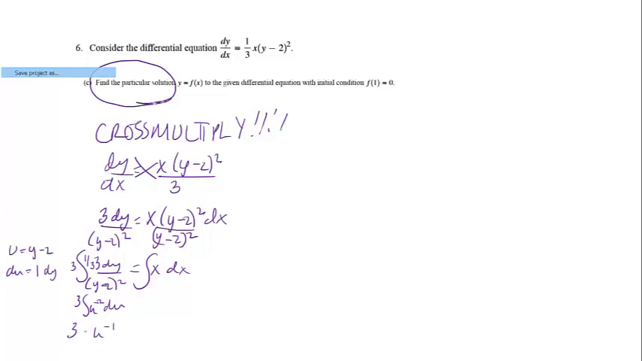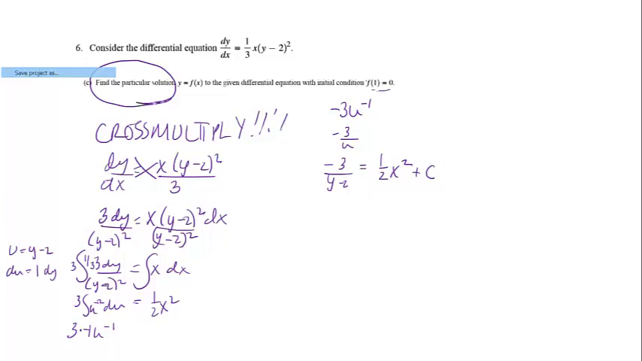The reciprocal of negative 1 is negative 1, so that is going to end up being negative 3 u to the negative 1, or another way of writing that would be negative 3 over u, which will be negative 3 over y minus 2. Okay, now the other side, the antiderivative of x is just going to be 1/2 x squared. So here I'm going to have 1/2 x squared, and then don't forget at this step we need to put the plus c.